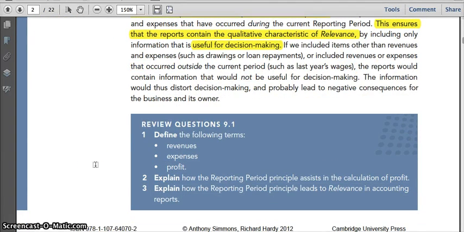Okay, boys, if we can knock over these review questions, 9.1, and then I might do some board work, I think.